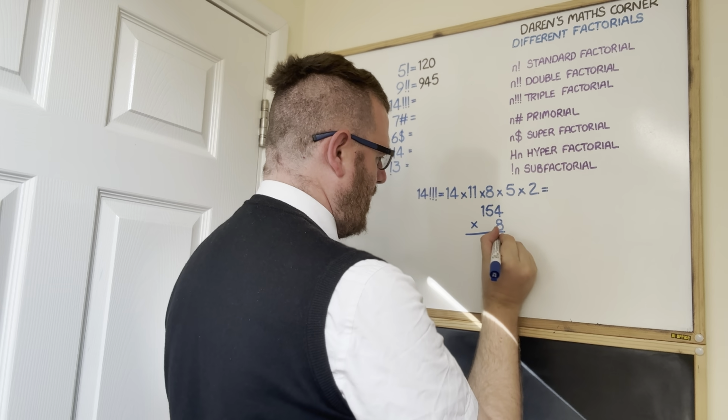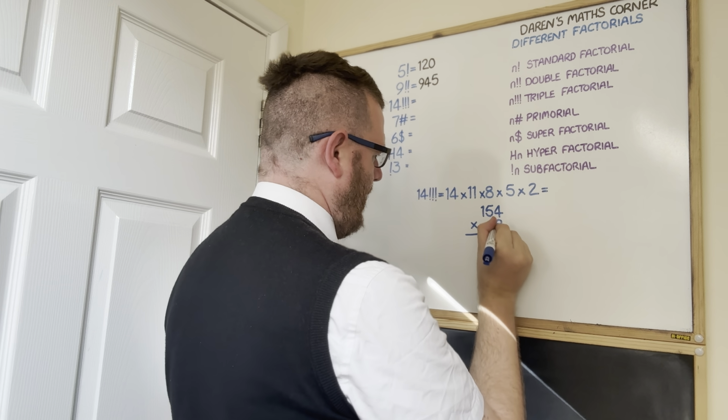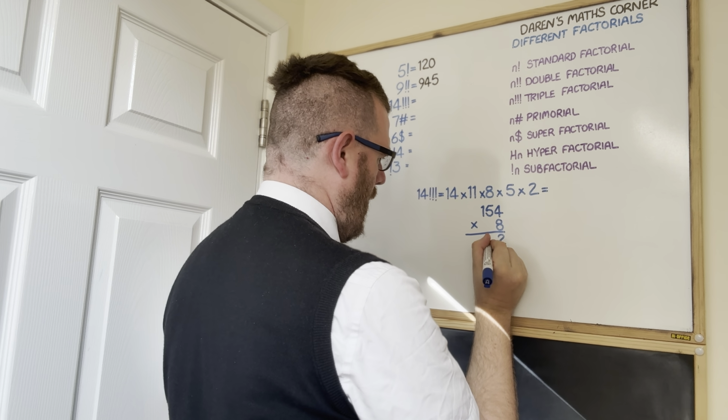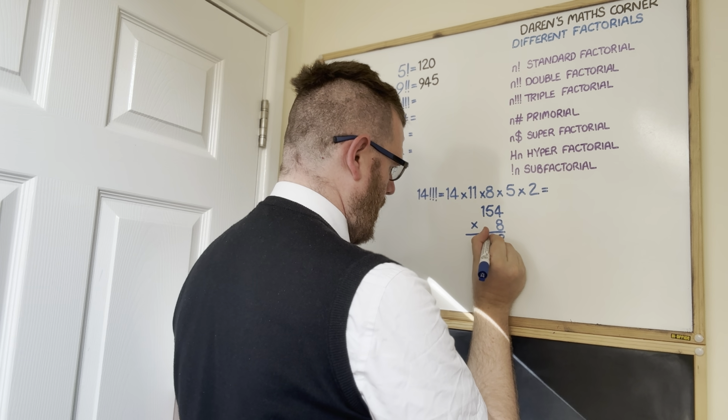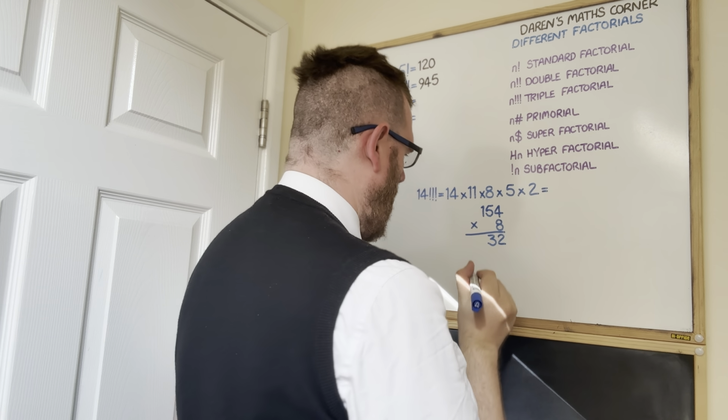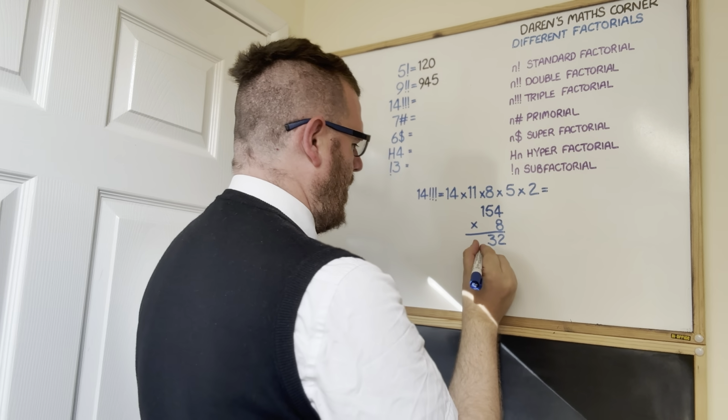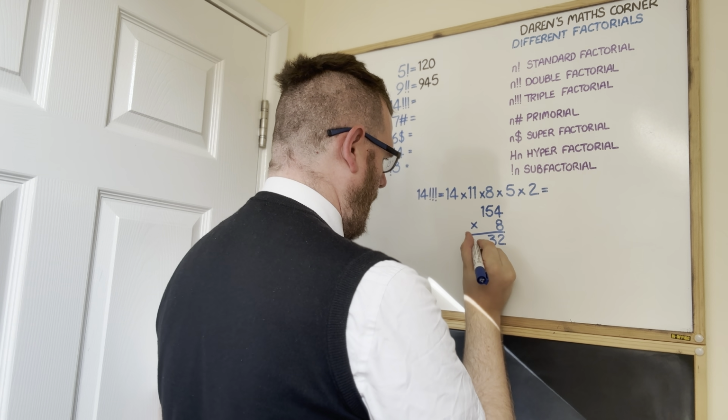So then you've got, that's 32. 5 times 8 is 40, add 3. And then 1 times 8 is 8, and then add 4.